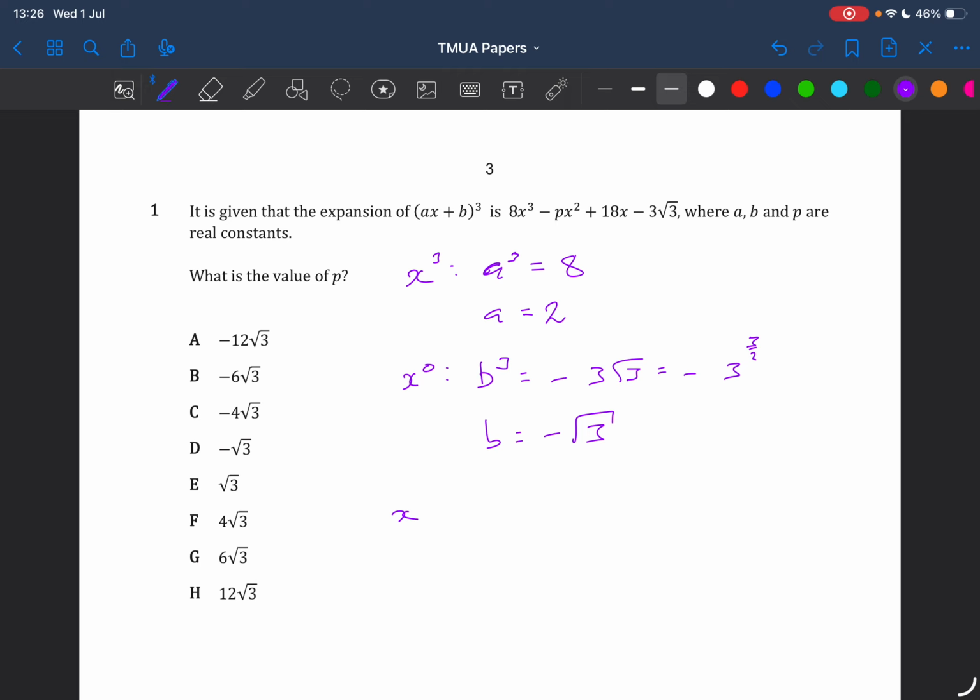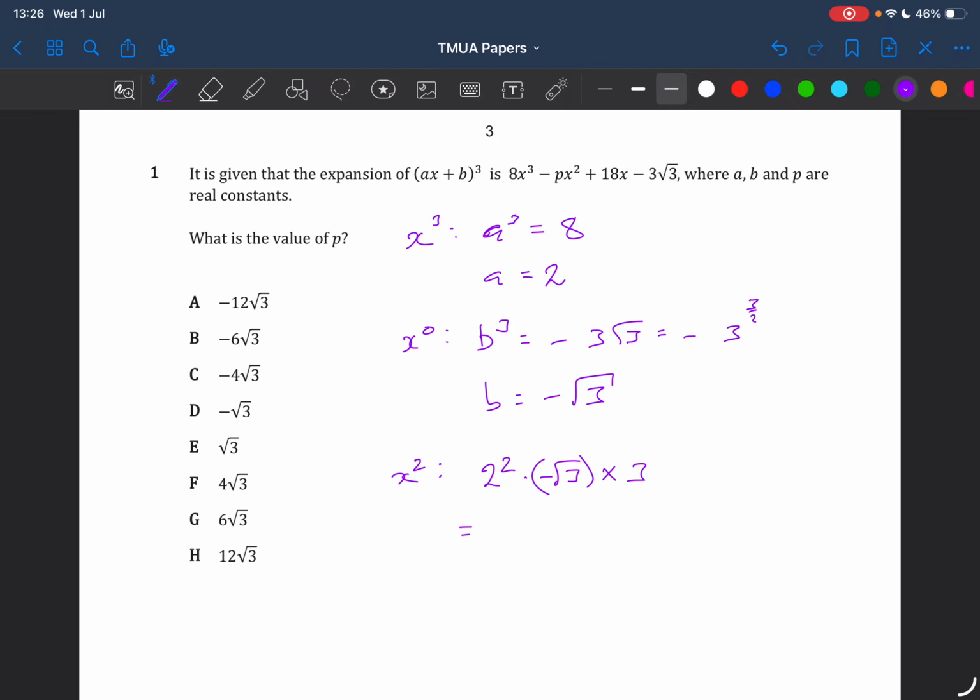Well, p is going to be the x squared term. So where's that going to come from? We need to have a squared times b. So it's going to be a squared, which is 2, so 2 squared times b, negative root 3. But when we do the expansion, this is going to come from Pascal's triangle as well, isn't it? When I have 1, 3, 3, 1. So we'll times that by 3 as well. So we should have, that's a 4 times a 3 is a 12. So 12 root 3, but all negative.